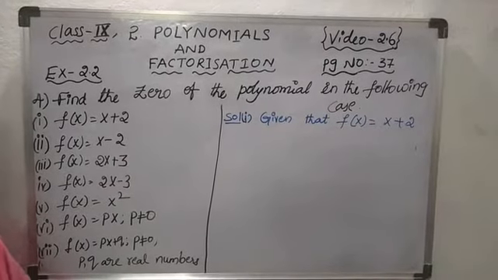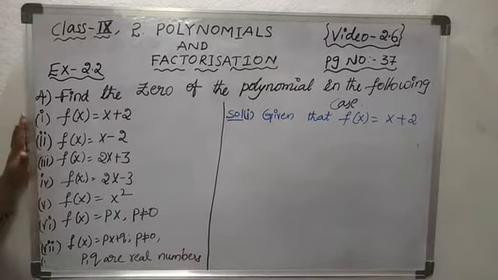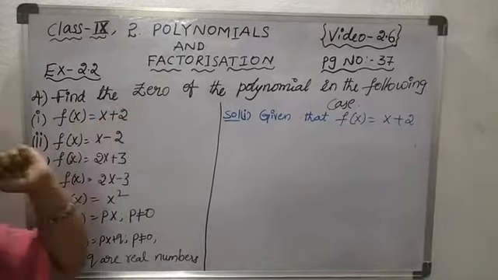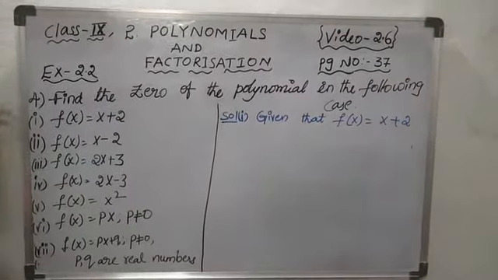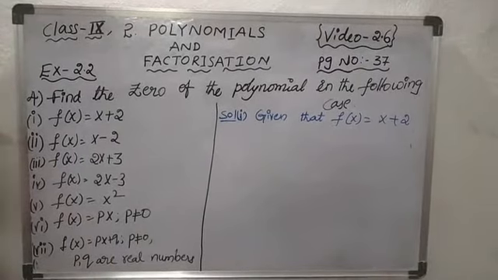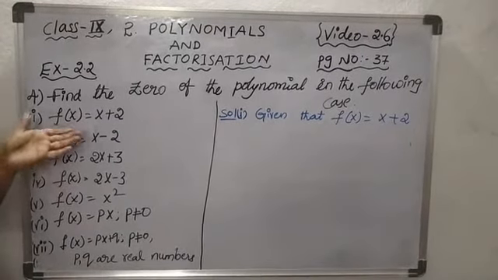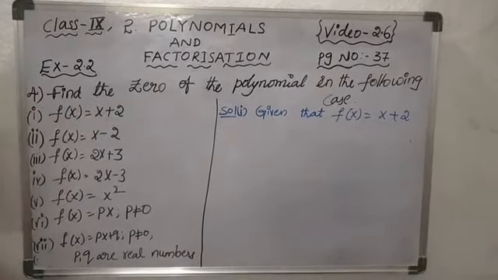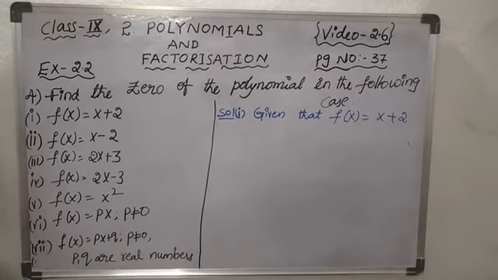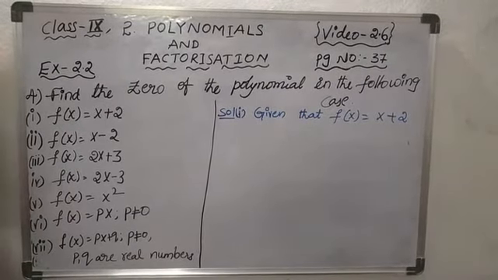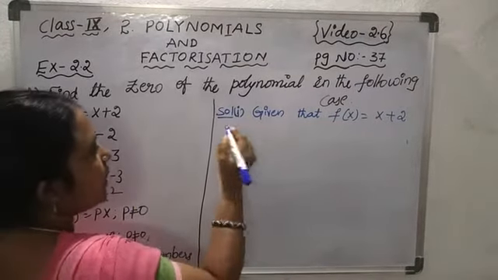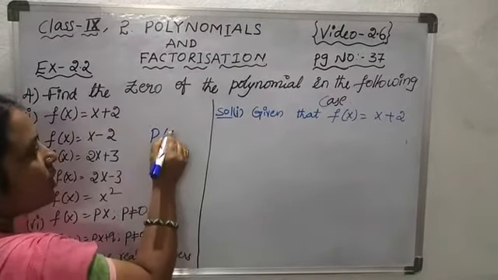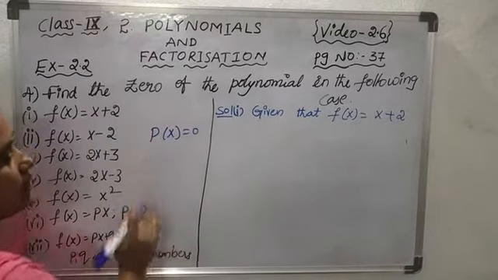Okay children, now shall I start the fourth bit problem. Find the zeros of a polynomial in the following cases. Just we can find the zero of a polynomial. Which number we substitute in the given polynomial, we get the remainder 0. For that, already in the definition, the zero of a polynomial is p of x is equal to 0. Simply we can take the value to be 0.